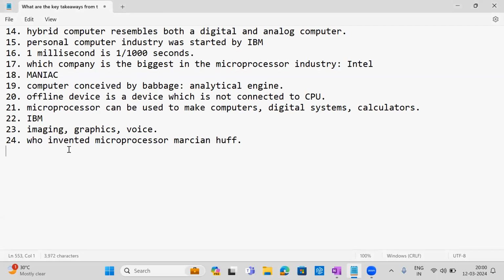Okay, guys, welcome back. So let's move on to the next question. Previously we have seen who invented a microprocessor. It was Marcian Hoff. Then the next question, which is not a portable computer? Is it mini computer, laptop computer, micro computer, all of the above? It is mini computer.